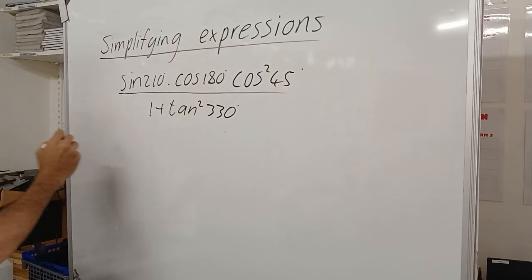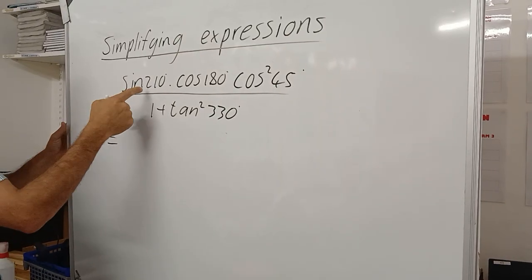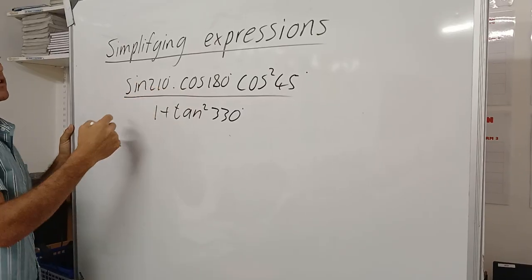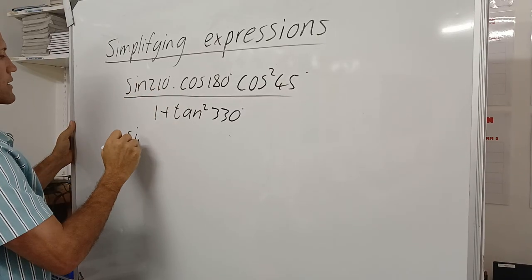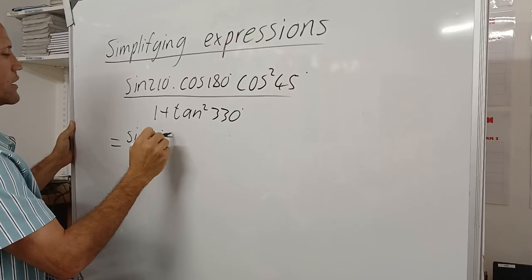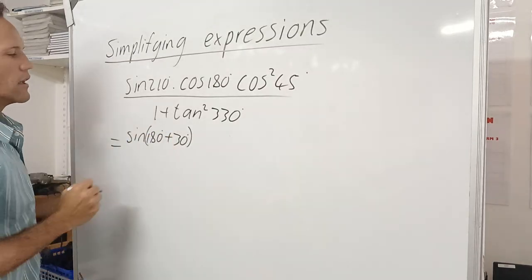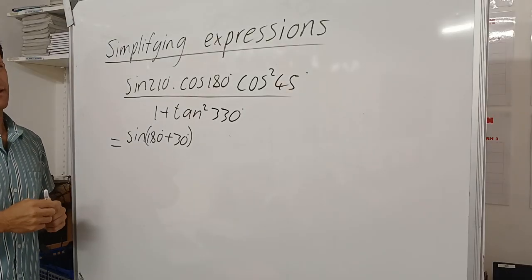So sine 210, obviously this one is easy, third quadrant, 180 plus theta. So it's going to be sine 180 plus 30. That one is quite easy. Okay. And then cos 180.